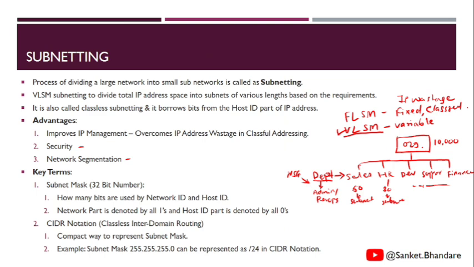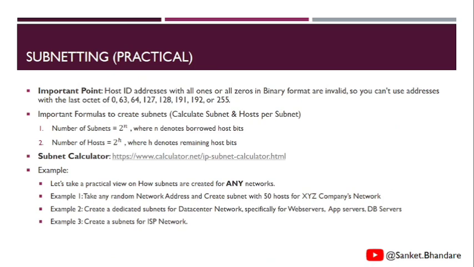And there is one more name for subnet mask, that is CIDR notation. CIDR notation is a compact way to represent subnet mask, and CIDR stands for classless interdomain routing. The best example of CIDR notation is that the subnet mask 255.255.255.0 can be represented as /24 in CIDR notation. So this is the theory part of subnetting. Now we are going to see a practical example of subnetting.